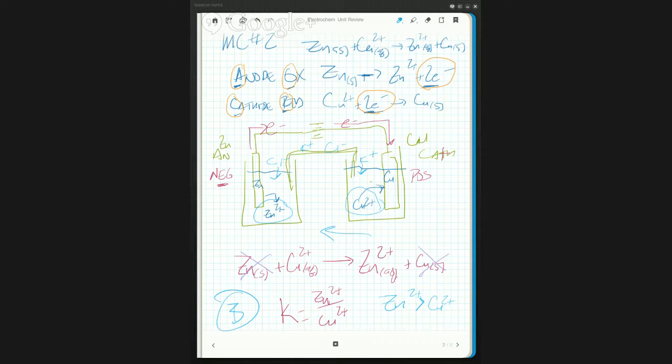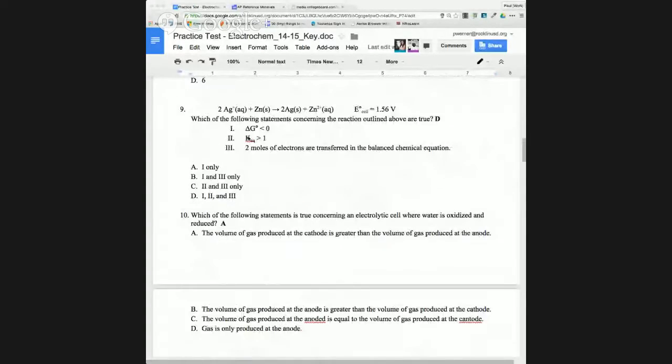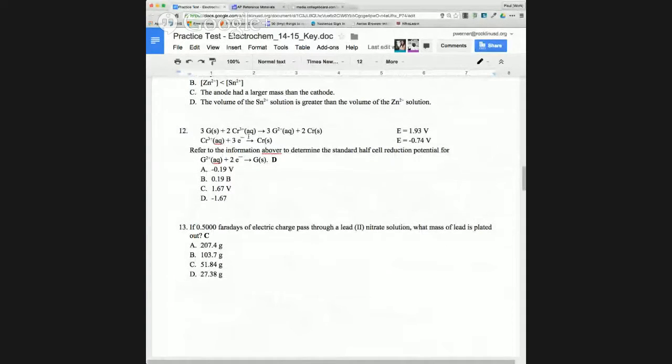No problem. So let's look at multiple choice number 12. All right, 12. You've got G plus chromium 3 plus yields 3 of the G2 plus 2 Cr. Okay, so what you have here, the top one, is the E total, we'll call it. That's the E of the whole cell, the final cell.